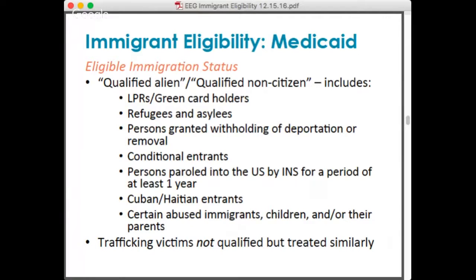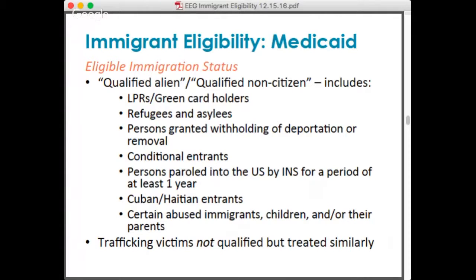On the slide is a list of some of the qualified alien or qualified non-citizen categories. It's not all of them, but these are sort of the ones that are more commonly encountered. The ones I'll note for sure are green card holders, refugees and asylees, and then persons granted withholding of deportation or removal are the ones that we sort of encounter the most.